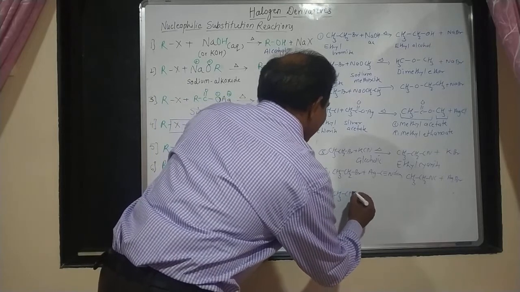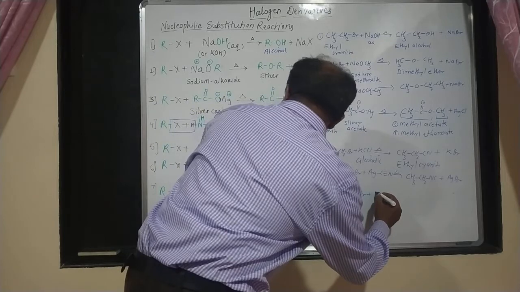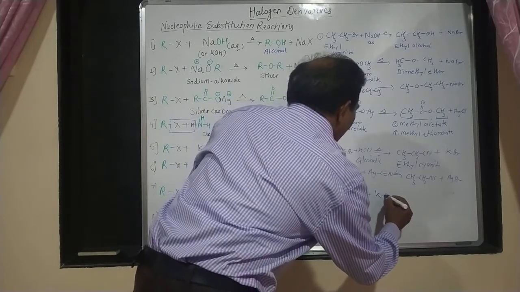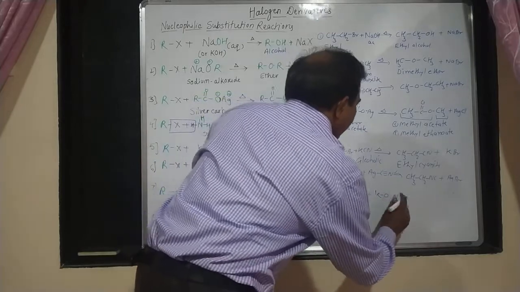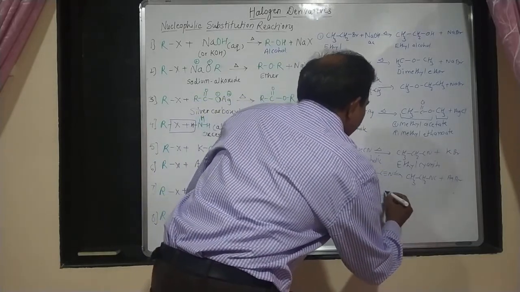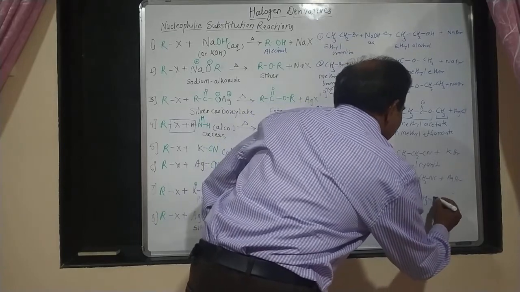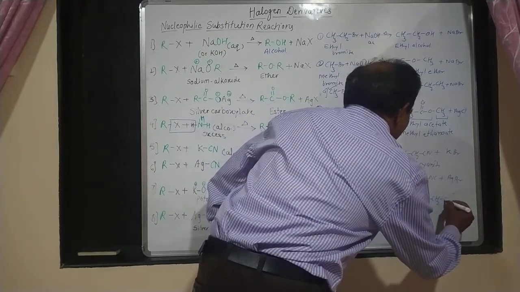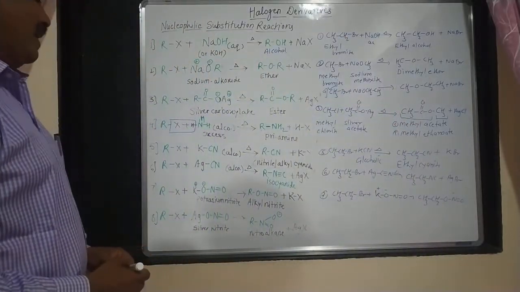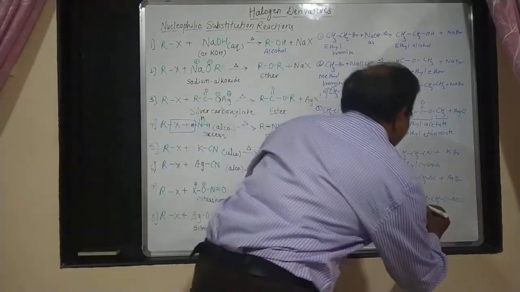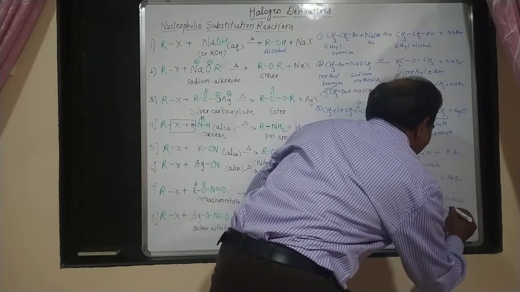Suppose CH3CH2Br plus KONO. Here we get CH3CH2O-N double bond O. That is an alkyl nitrite, that will be ethyl nitrite.